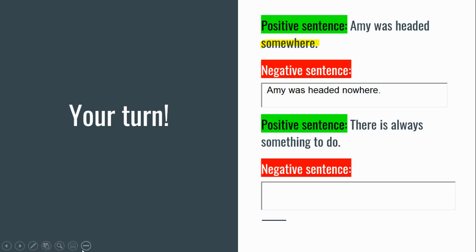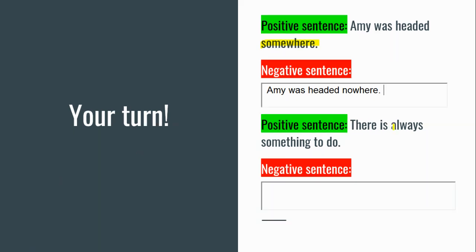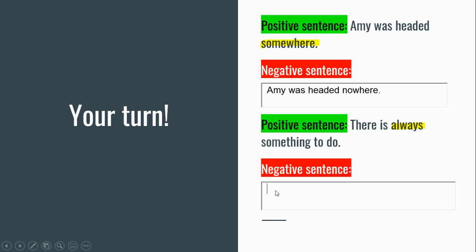Next, we have a positive sentence that says there is always something to do. That is a positive affirmation. We can turn that into there is never something to do.